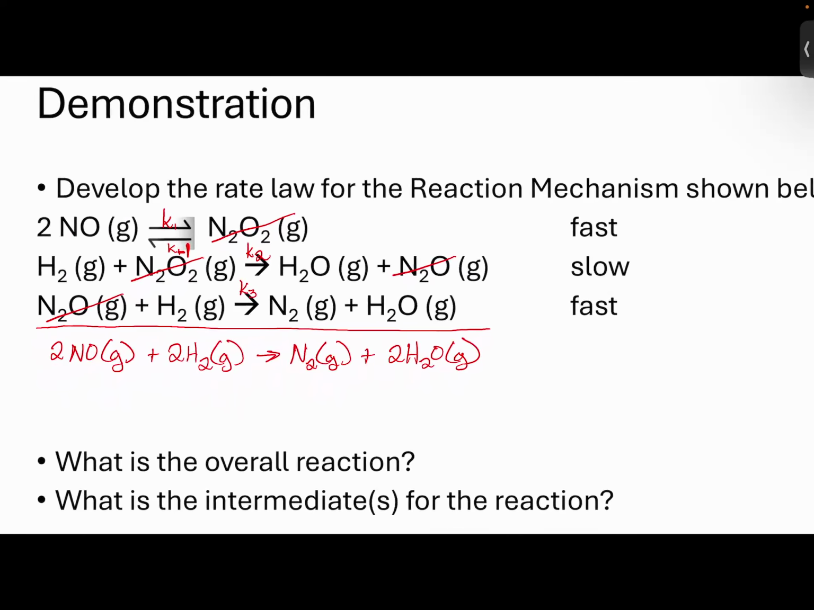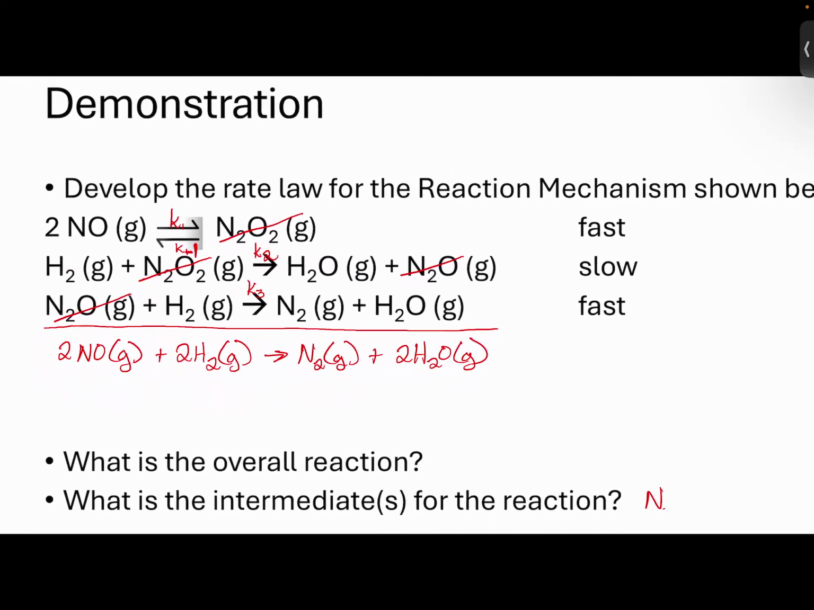The intermediates for this reaction are dinitrogen dioxide and dinitrogen monoxide. They are intermediates because they are formed in a prior step and then used up in a later step.